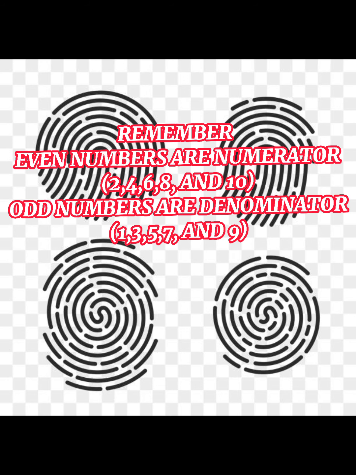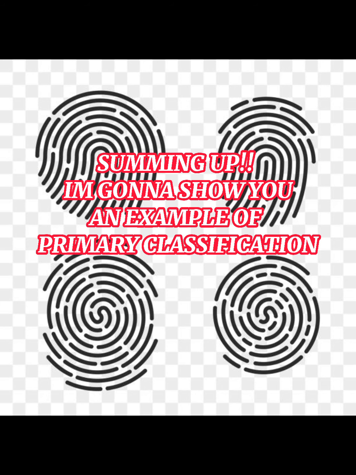Third is getting the denominator and numerator. Remember, even numbers are numerator, which is 2, 4, 6, 8, and 10. And odd numbers are denominator, which is 1, 3, 5, 7, and 9. Summing up, I'm going to show you an example of primary classification.